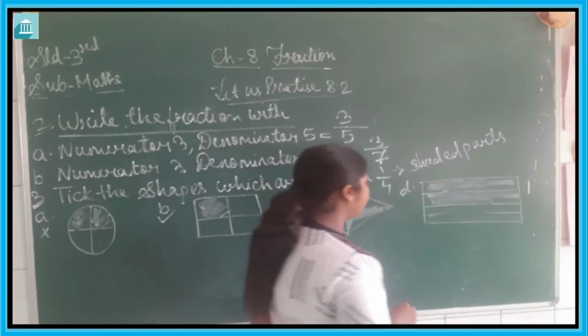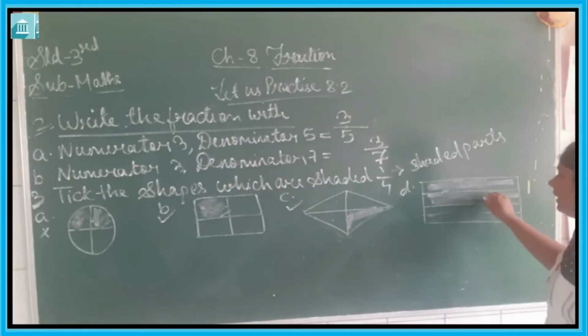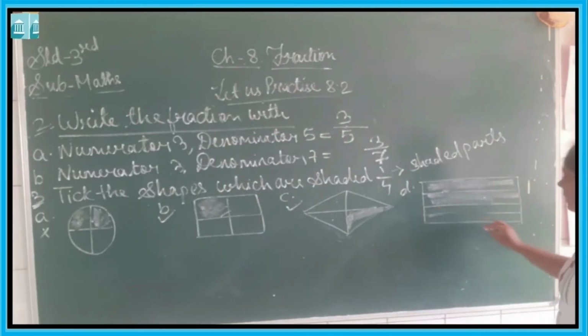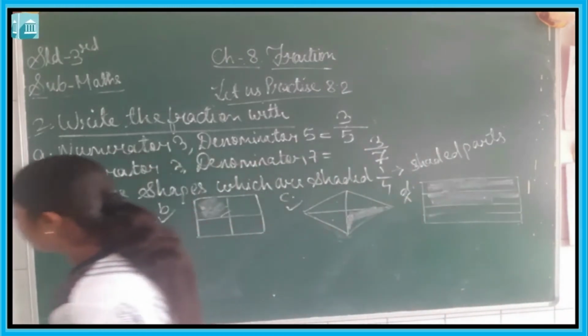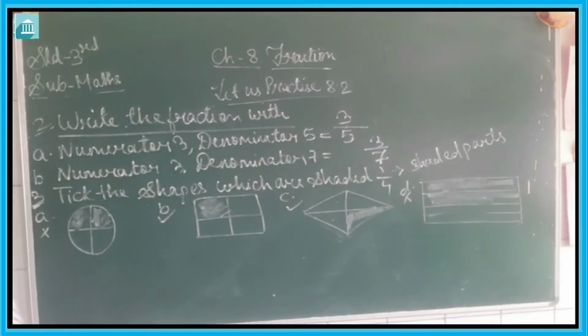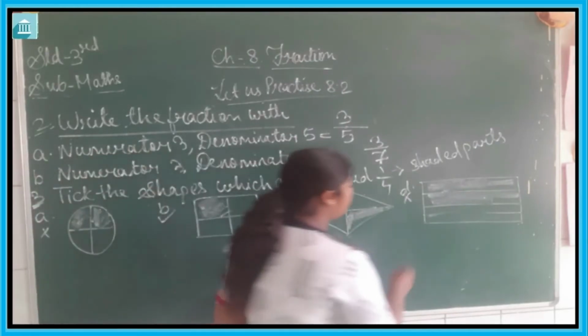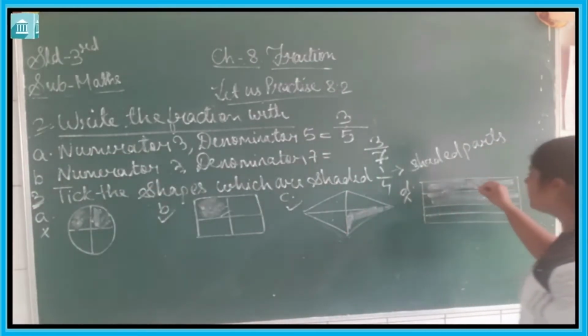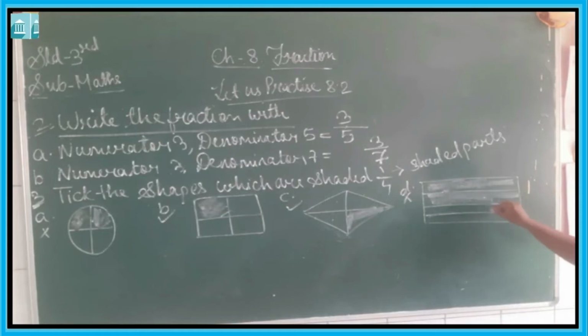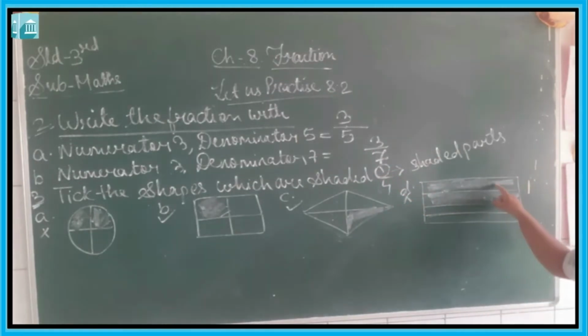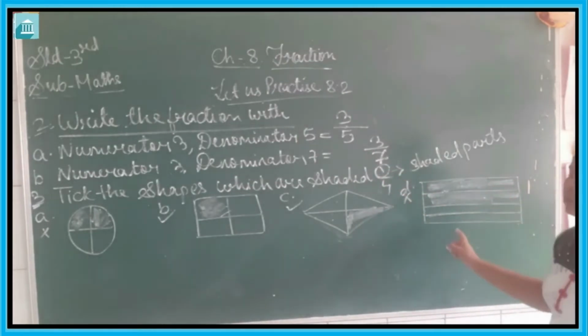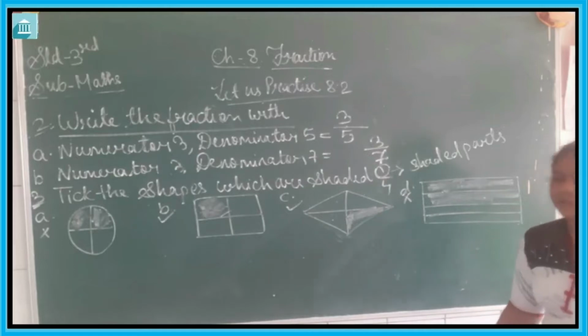Yes. Here 2 parts are shaded. 1 2 parts are shaded. Okay, so it is wrong. We want 1 part shaded. Okay, so 1 2 3 4. The total is 4, but 2 parts are shaded. We want only 1 shaded part, and here there are 2 shaded parts. So this is not right.